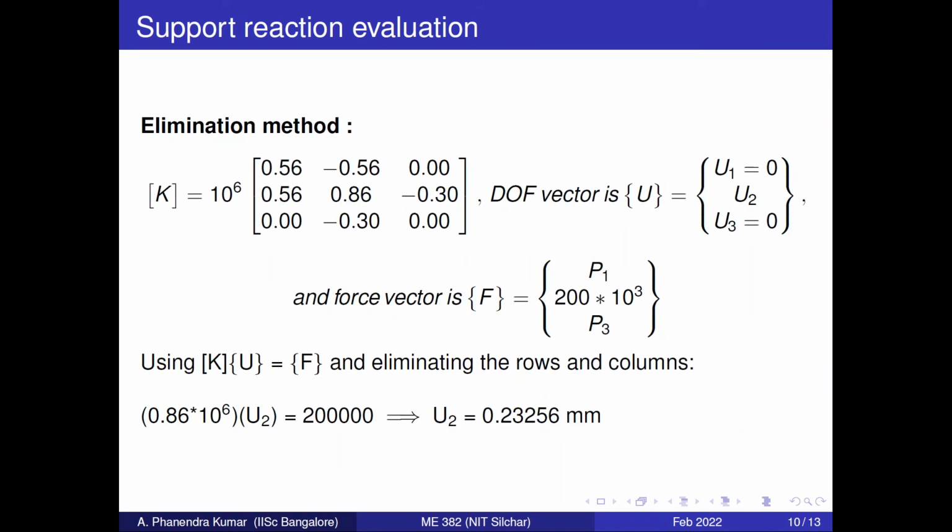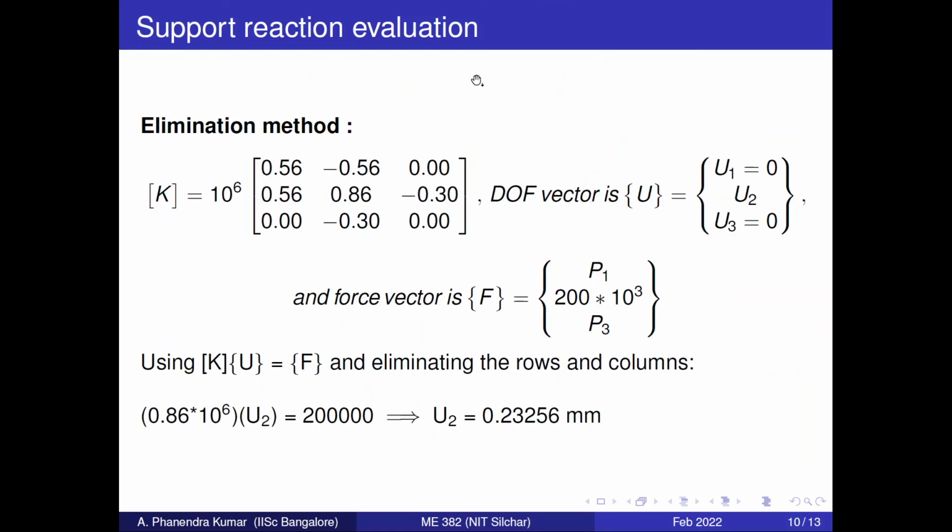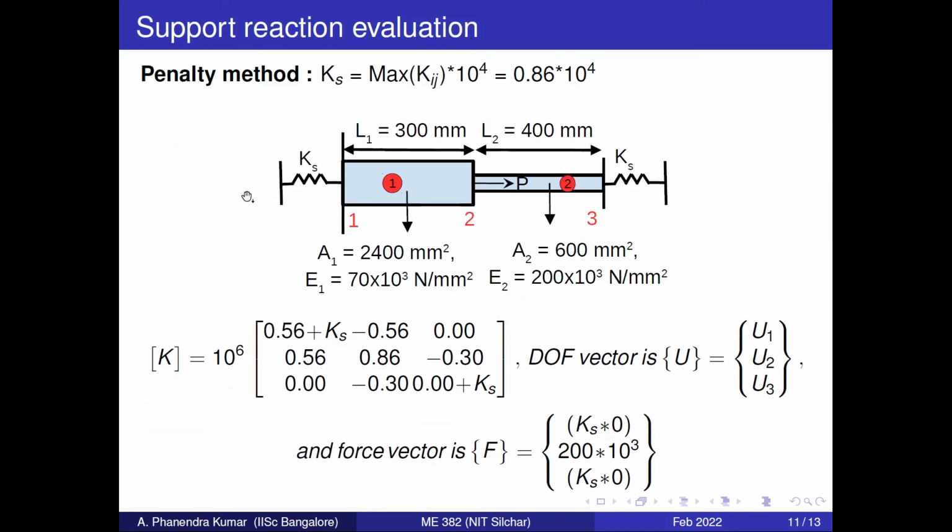Now we have done with the example of elimination method. Now going to the penalty method. So in penalty method, as I mentioned, we need to choose a Ks, right? That will be the maximum of K into 10 power 4. If you see the stiffness part, it will be the same. Whatever may be the method, the stiffness won't be changing, right? So 0.86 times 10 power 6. So the Ks should be 0.86 times 10 power 10.